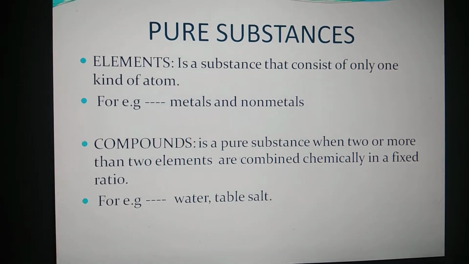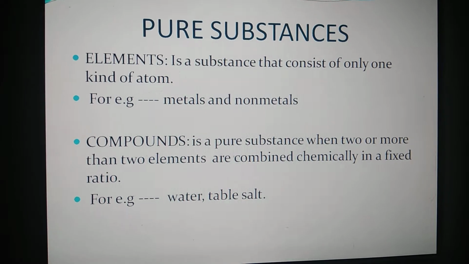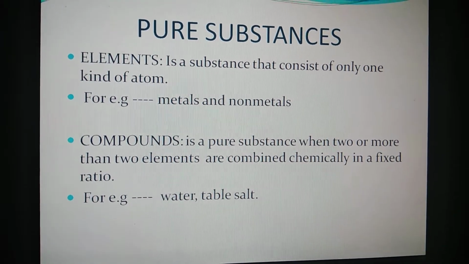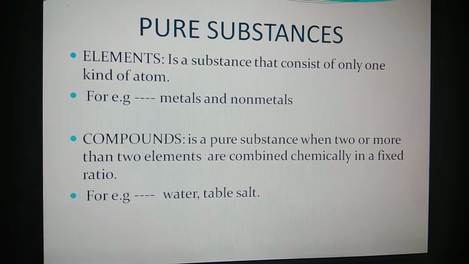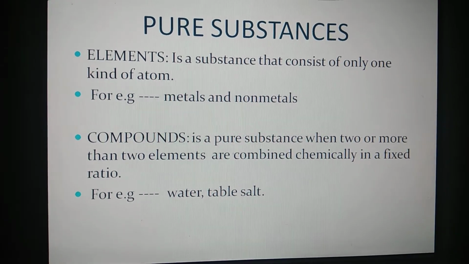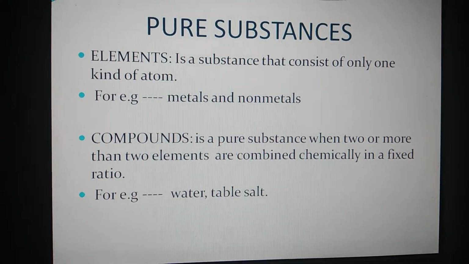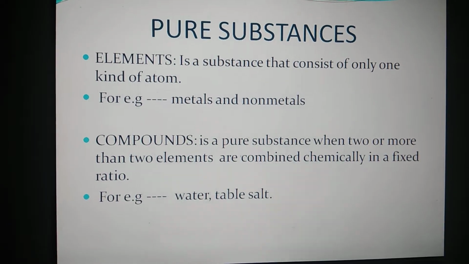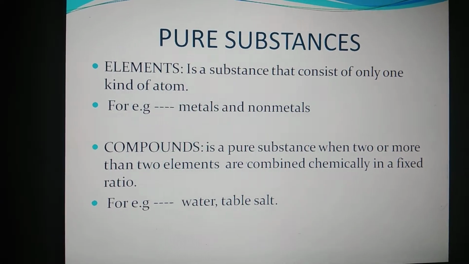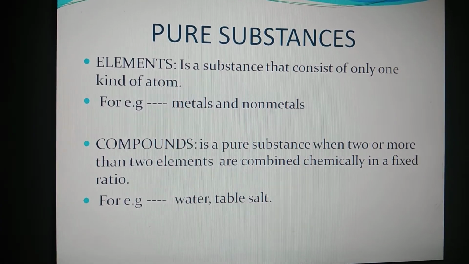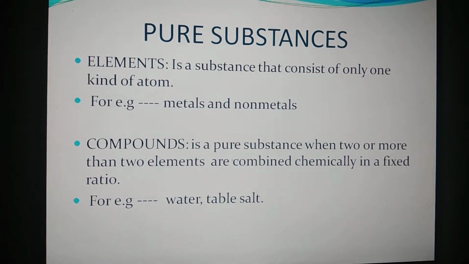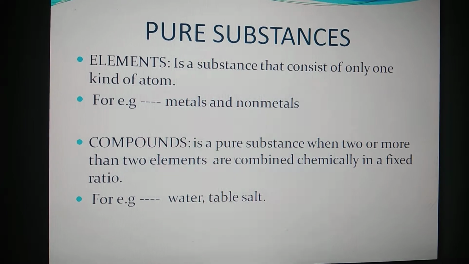So what are pure substances? Pure substances are either elements or compounds. An element is a substance that consists of only one kind of atom. For example, metals and non-metals. Gold is a metal and it is made up of one kind of atom, that is gold. And compounds are also pure substances, but they are made up of two or more than two elements which are chemically combined in a fixed ratio. As I have shown you the example of water. Water is a pure substance which is made up of hydrogen and oxygen.